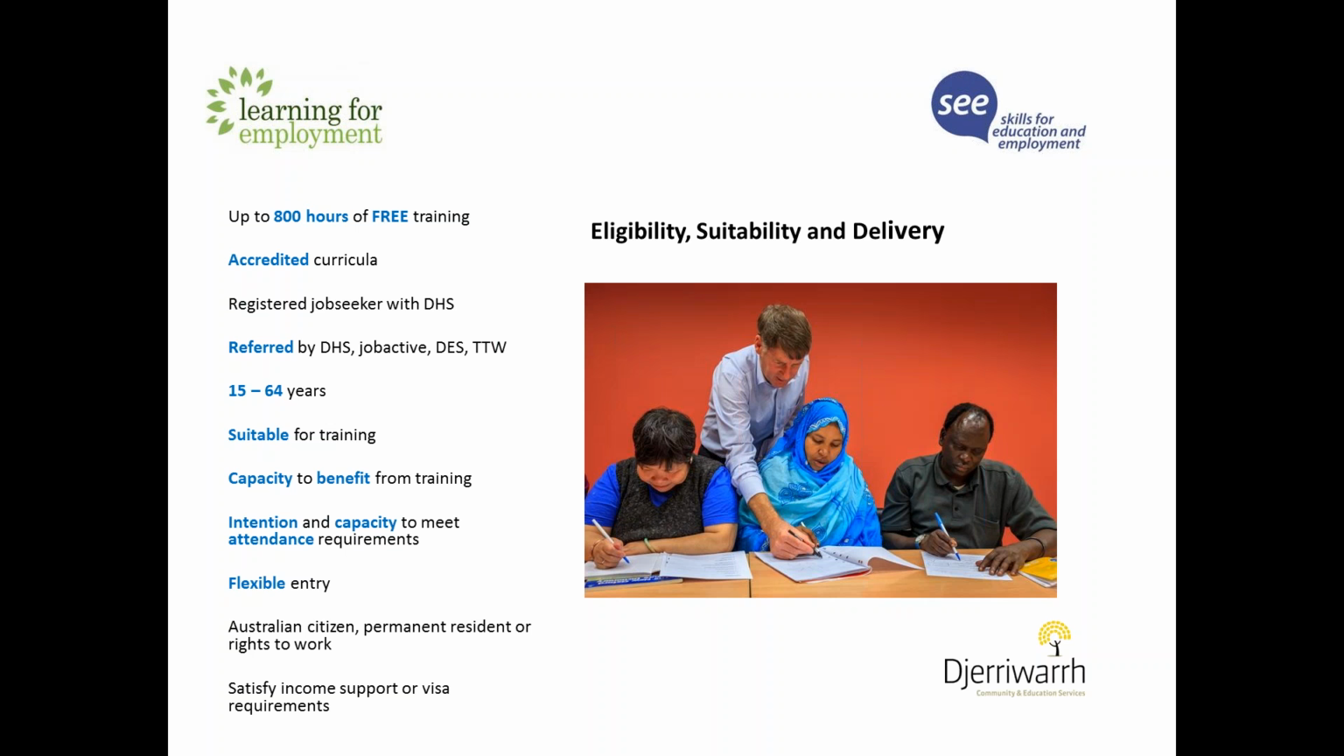They're referred by DHS, Centrelink, jobactive, DES providers and TTW now providers, which is terrific. And students sometimes come into our sites and are interested in the program, and we always send them back to their either jobactive or DES provider or Centrelink to do that. Students or clients can access the C program if they're between the ages of 15 and 64 years of age. They need to be suitable for the C program and have a capacity to benefit from training, because we actually have quite high KPIs that C providers need to meet around students actually progressing through the course. So that's why we need to make that call to the PTA.